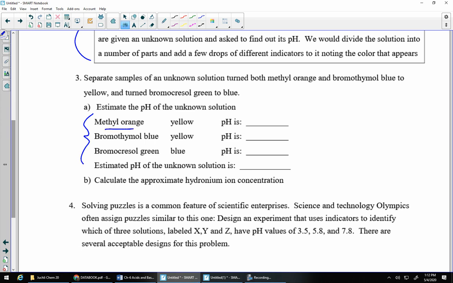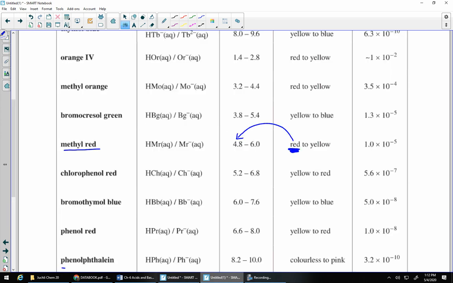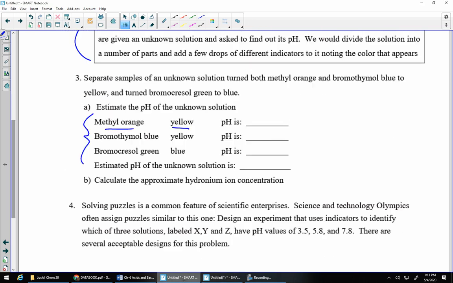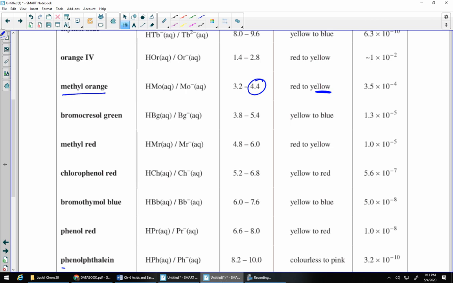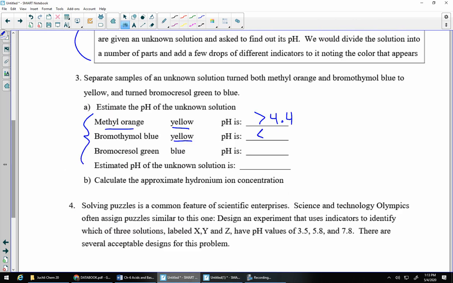So methyl orange is yellow. Let's see what that actually means. Methyl orange, here's methyl orange. It says that it's yellow. So that means that the pH has to be greater than 4.4. So greater than 4.4. Nice. Okay, bromothymol blue is yellow. Let's go back here. Bromothymol blue, here it is. It says that it is yellow, so that means it has to be less than 6.0.